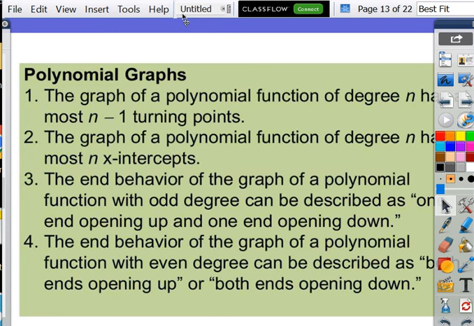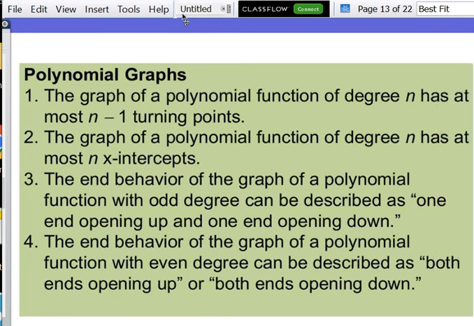Now, to generalize this to all polynomials, the graph of a function of degree n has at most n minus 1 turning points. So earlier in the lesson with the cubics, we said if it's degree 3, it has at most 2 turning points. With quartics, degree 4, they're going to have at most 3 turning points. Those local extrema, the maxes and the mins that you're looking for, there will be at most 3 for a quartic function. The graph of a polynomial function of degree n has at most n intercepts. So if this is degree 4, we're looking for up to 4, but it could have less.